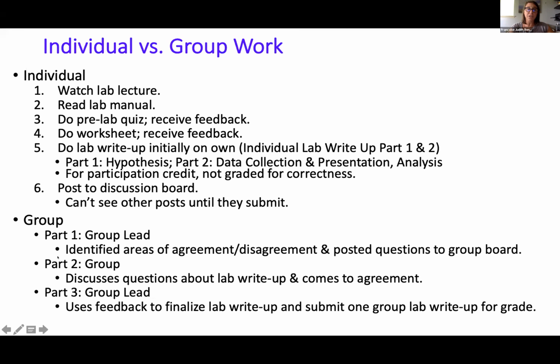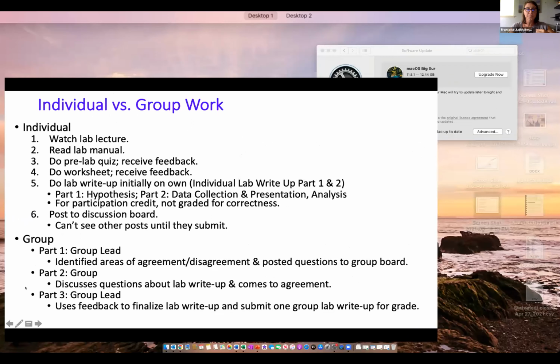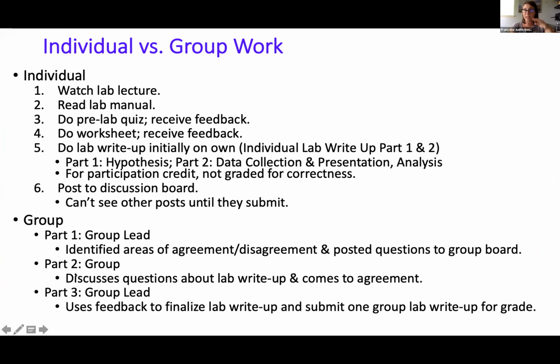This then brings us to part two, where the group comes in. They had a period of time where they entered into the discussion board and had to come to agreement on what they were going to turn in for each question. And then part three is the group lead's role, where they use the feedback between their peers to finalize the lab write-up and submit one group lab write-up for grade. And they also use this period of time to receive approval from their group on the decisions made for each answer for each question.